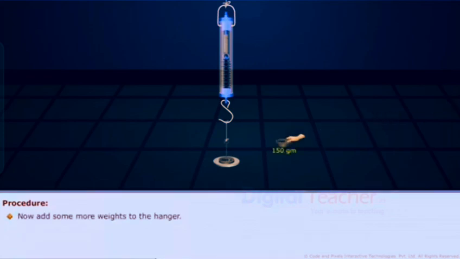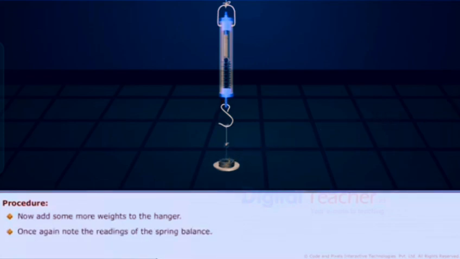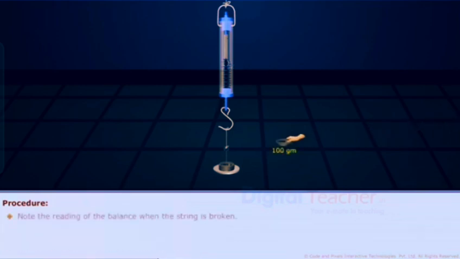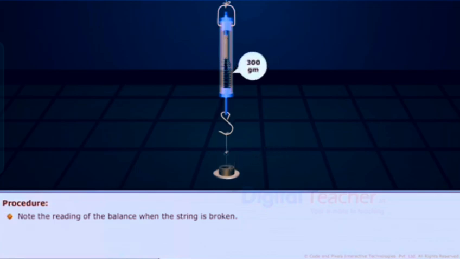Now, add some more weights to the hanger. Once again, note the readings of the spring balance. Repeat the same process till the string is broken. Note the reading of the balance when the string is broken.